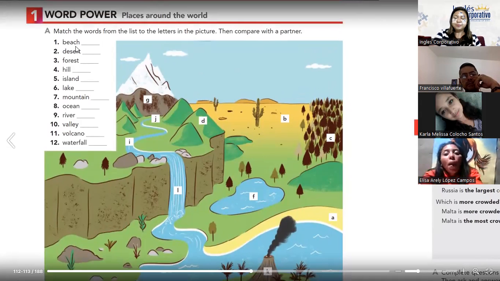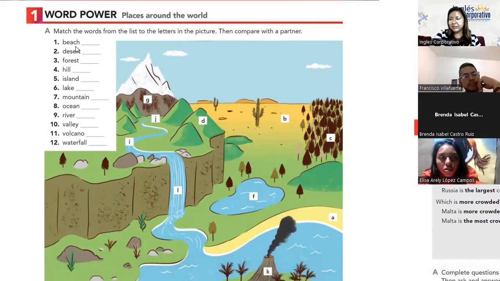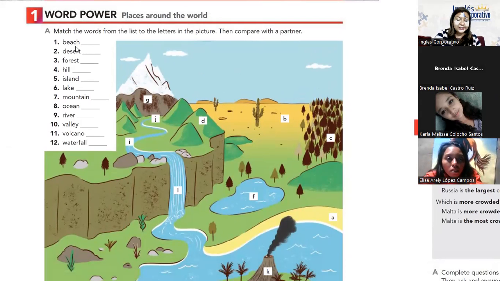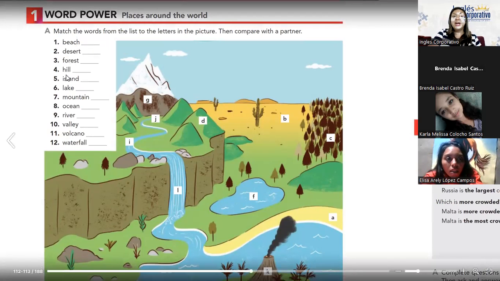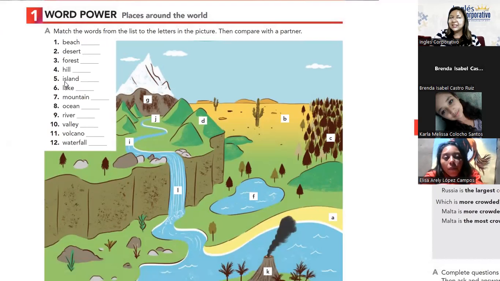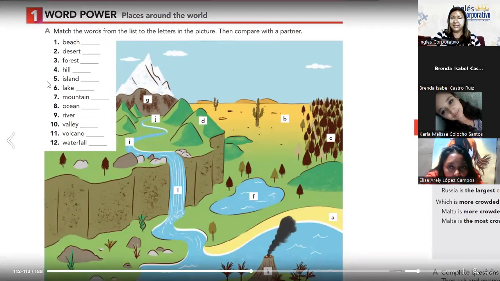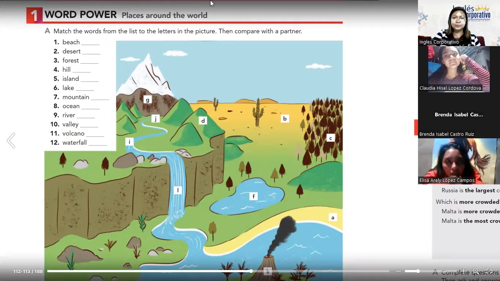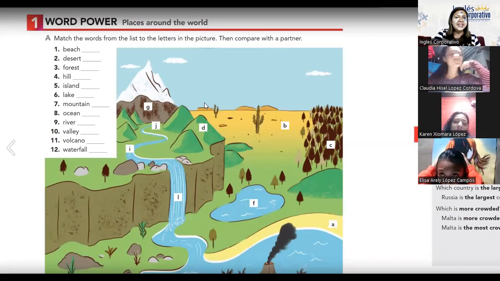The beach. Desert. Forest. Hill. Island. You don't pronounce the S. With island, you don't say Iceland, because Iceland is a country. Isla in English is island. Okay? Island. Lake.